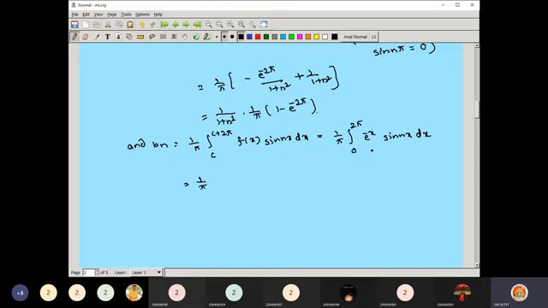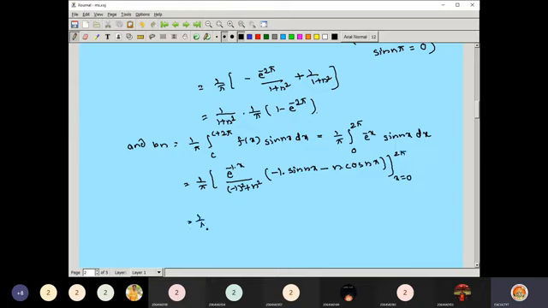Again we have the integral of type e power ax into sine bx. So the formula for e power ax sine bx is e power a into x divided by a square plus b square, into a sin bx minus b cos bx. I am just substituting only a and b values here, a is minus 1 and b is n. And here the x limits are 0 to 2 pi. I am using the formula.